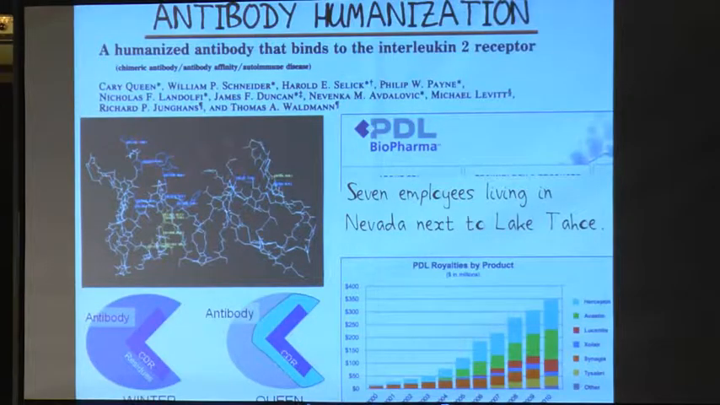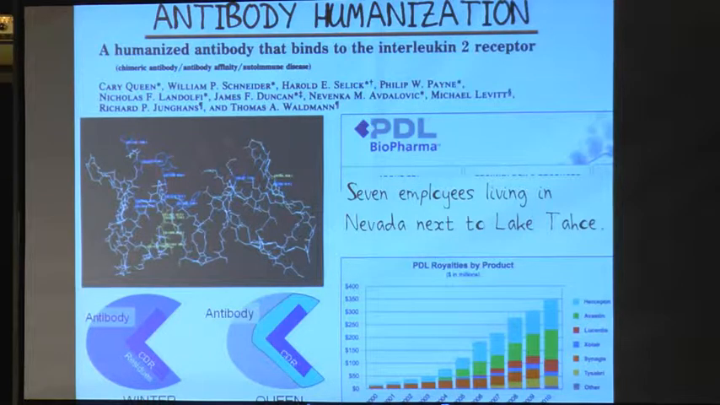So what happened was that when I got to Stanford in 1987, there was a startup company called Protein Design Labs, actually founded by two people who had left Stanford, Lawrence Korn and Cary Queen. And they wanted in their company to humanize antibodies. Now, this had already been done, unfortunately, off the screen by Greg Winter and colleagues in Cambridge.